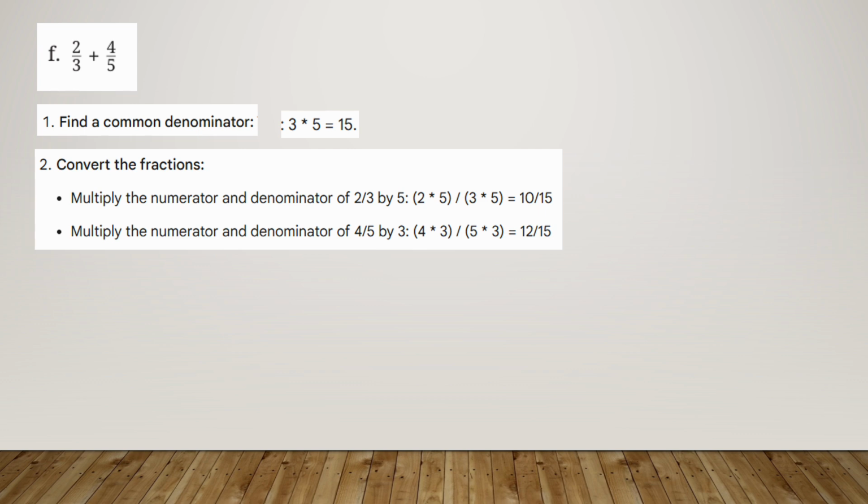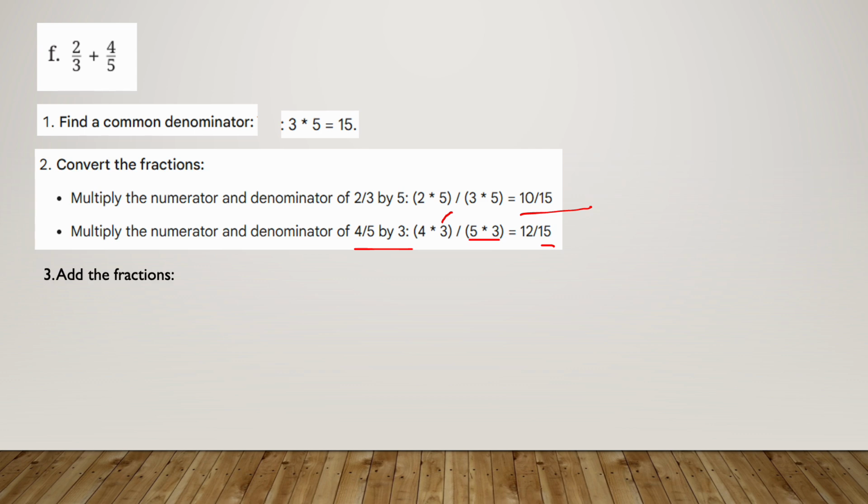So, you have to convert 2 by 3 into an equivalent fraction such that the denominator is 15. Similarly, you have to convert 4 by 5 into an equivalent fraction such that the denominator is 15. See, 5 into 3 is 15. So, you have to multiply numerator also by 3. 4 into 3 is 12. So, the fraction becomes 12 by 15.